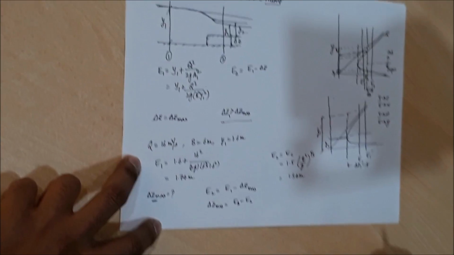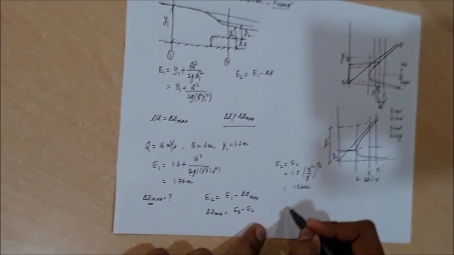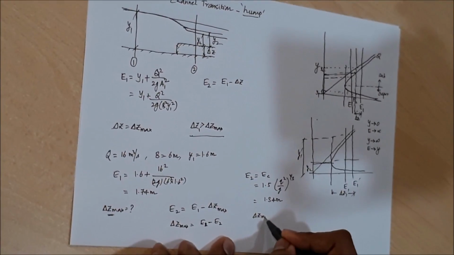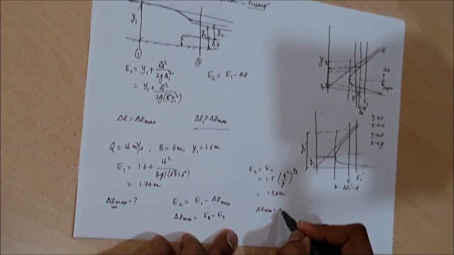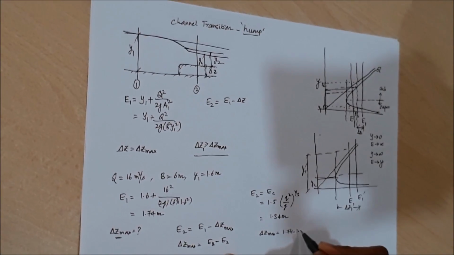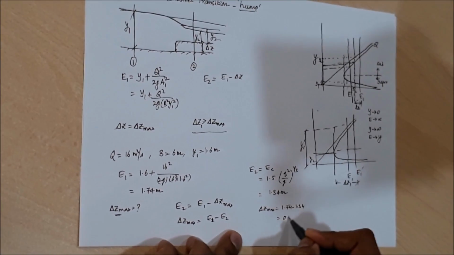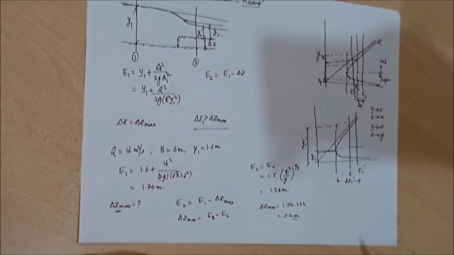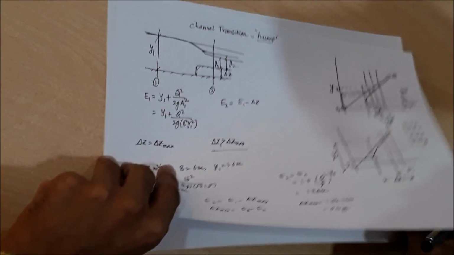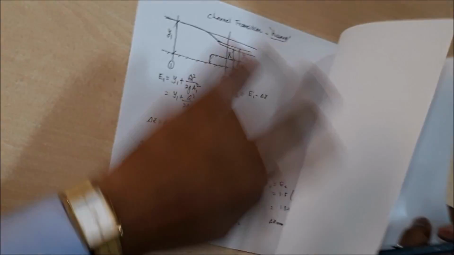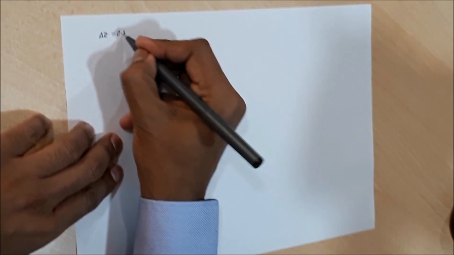This value comes out to be 1.34 meter. So the maximum height to which the hump can be raised is 1.74 minus 1.34, that happens to be 0.4 meter. Now let us say we increase the height to delta Z as 0.5 meter, that is more than maximum.